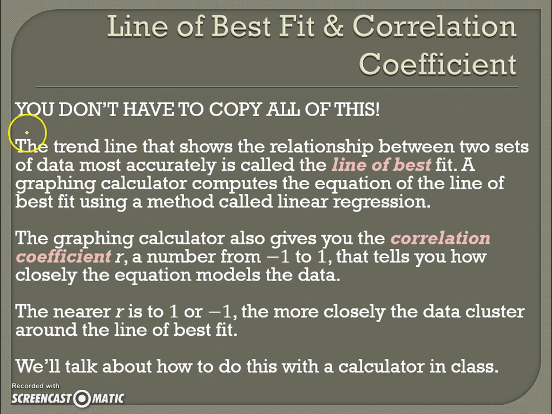All right, so first thing on this slide, you do not have to copy all of this, just listen. The trend line that shows the relationship between two sets of data is called the line of best fit. A graphing calculator can do this for you. A graphing calculator gives you what's called a correlation coefficient, and down here it says that the nearer R is to 1 or to -1, the more closely the data cluster around the line of best fit.